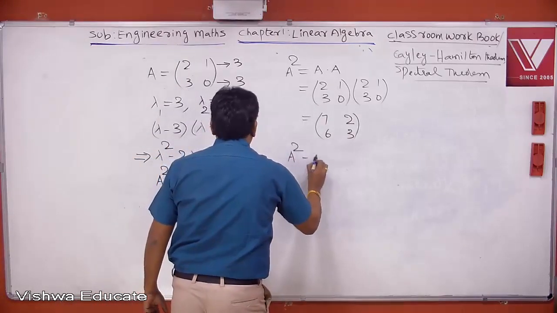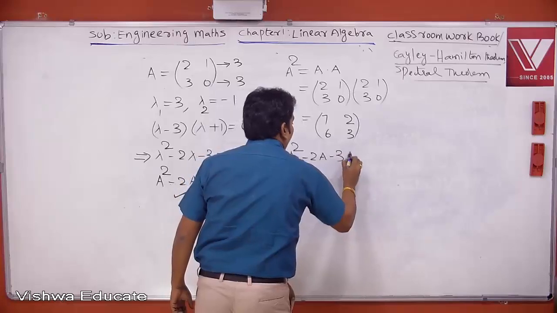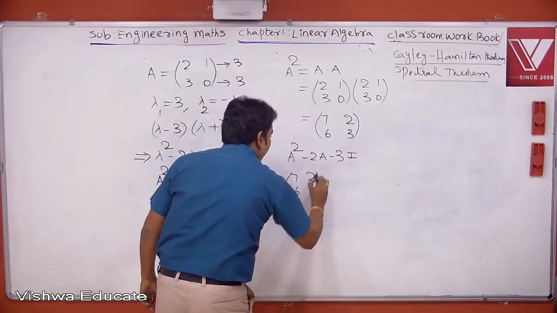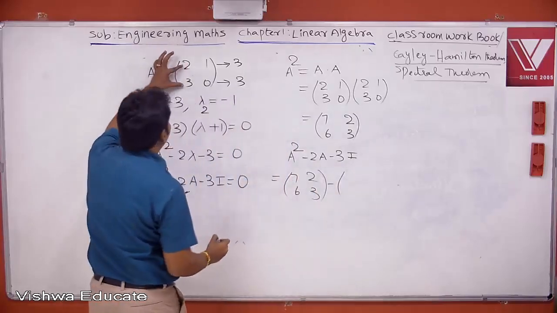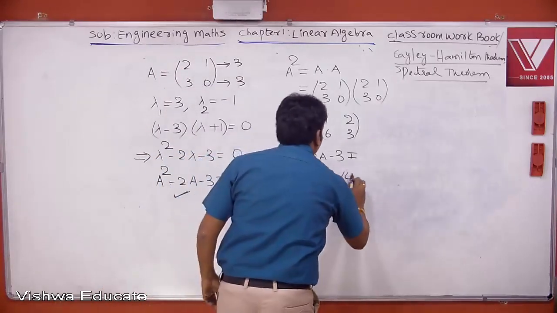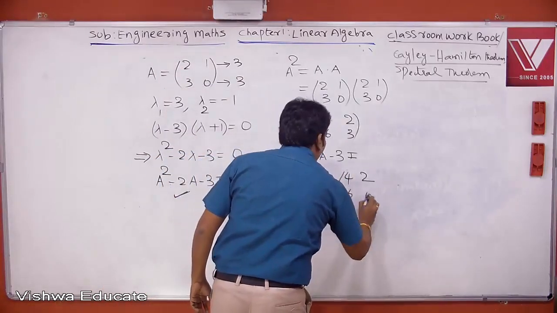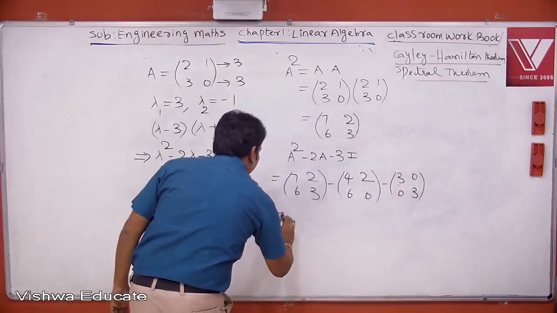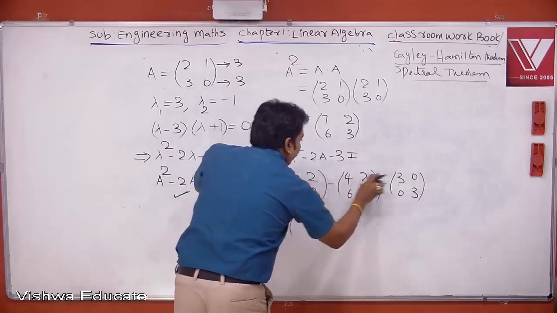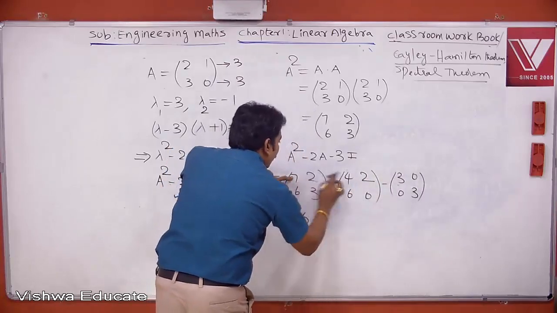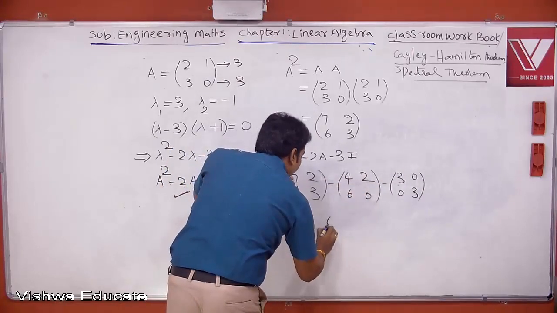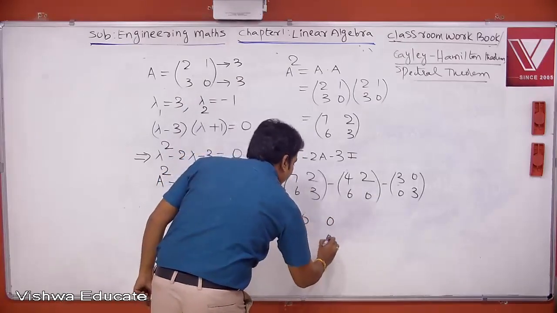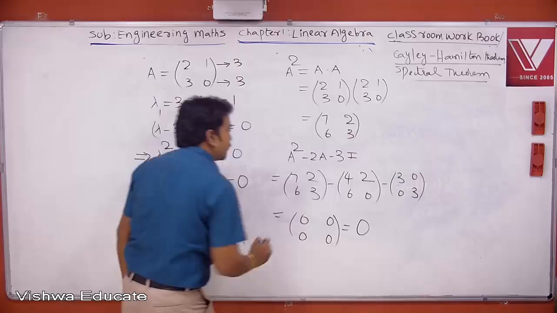A square minus 2A minus 3I equal to A square, which is [7 2; 6 3], minus 2A. Multiply this matrix with 2. So, this is [4 2; 6 0], minus 3I, so [3 0; 0 3]. Now, let us simplify this matrix. 7 minus 4 minus 3, 0. 2 minus 2 minus 0, 0. 6 minus 6 minus 0, 0. 3 minus 0 minus 3, this is 0. Therefore, this is a null matrix.